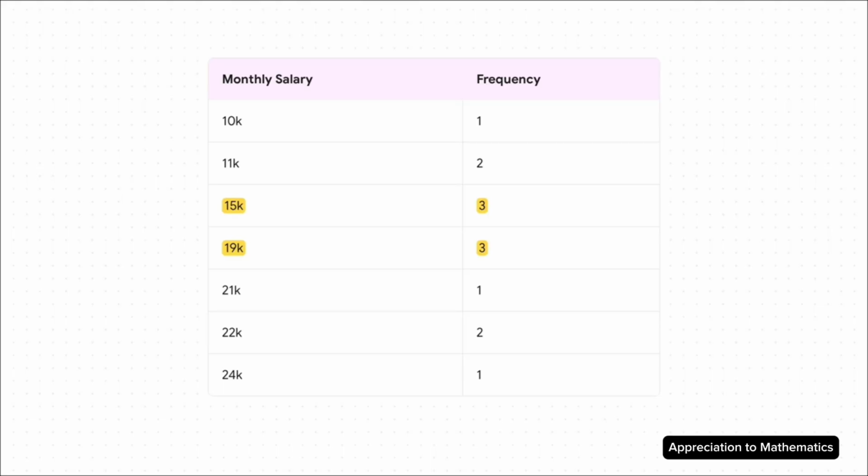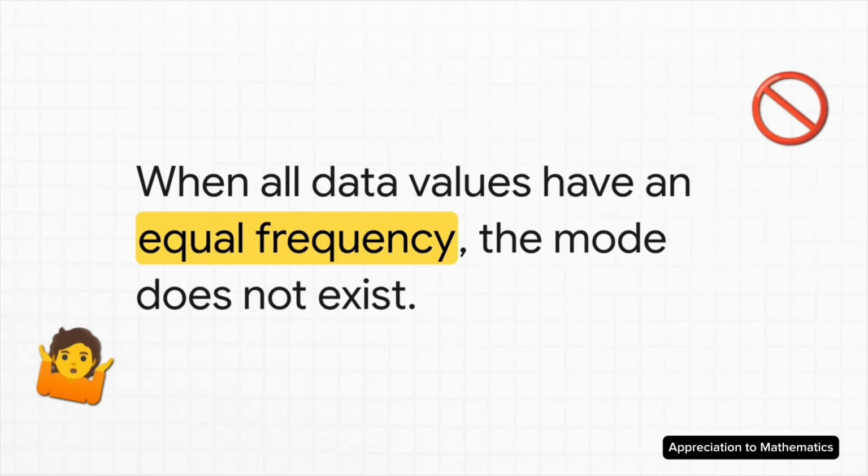Okay, check out this frequency table. It's a perfect example of a bimodal set. You can see it right there in bold. Both 15K and 19K appear 3 times. Since 3 is the highest frequency we see, this data set has 2 modes, 15K and 19K. Okay, so what about one last scenario? What if nothing repeats? I mean, if every single value only shows up once, then nothing is the most frequent, right? In that case, we just say the mode doesn't exist.